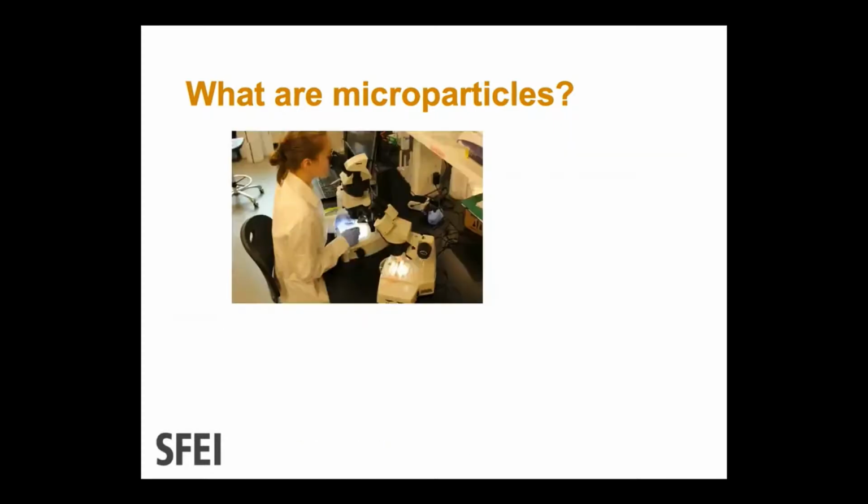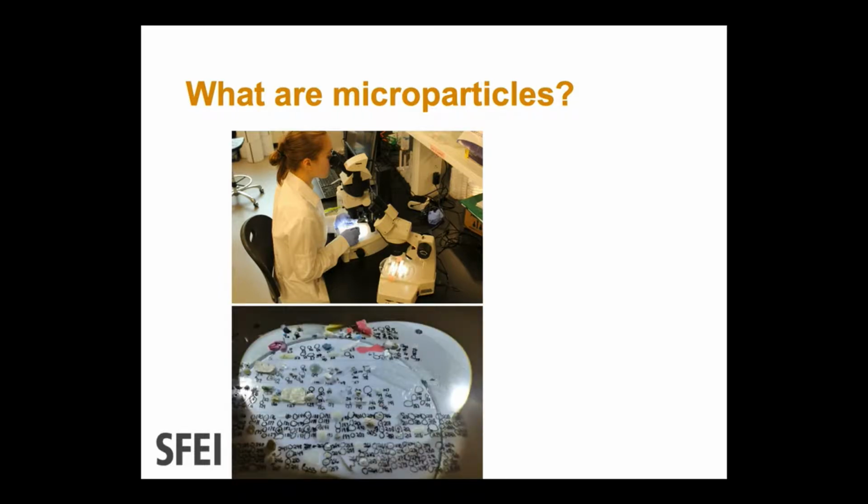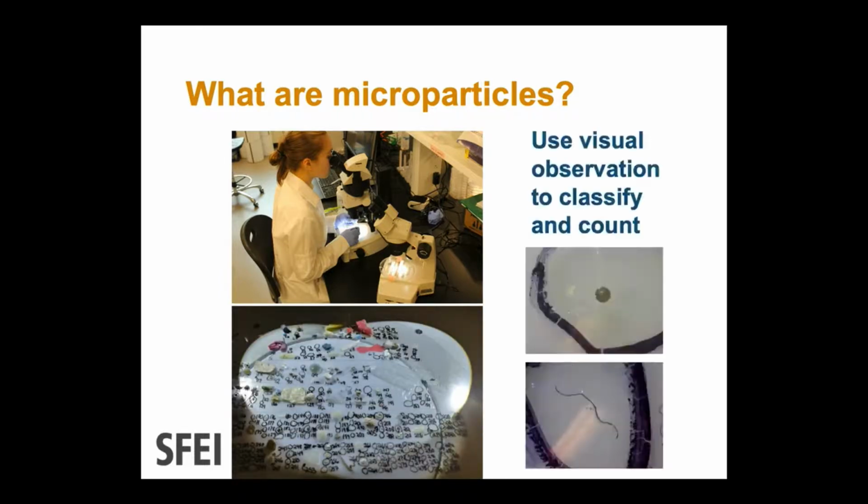We would ship these samples up to the University of Toronto. Their analysts would clean up the samples, and then, using a dissection microscope, pick the little particles out and plate them onto a Petri dish. From there, they would use visual observations to classify them in terms of shape and to count them.